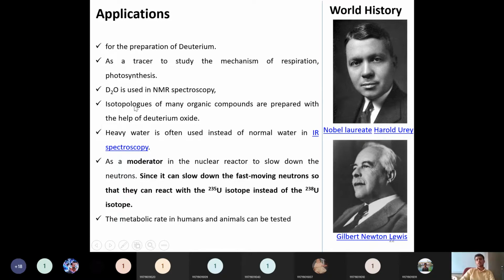Then isotopic forms of many organic compounds are prepared with the help of deuterium oxide. In the preparation of organic compounds also, we can use heavy water. Then heavy water is often used instead of normal water in infrared spectroscopy. In infrared spectroscopy, like FTIR, we can use this particular heavy water.